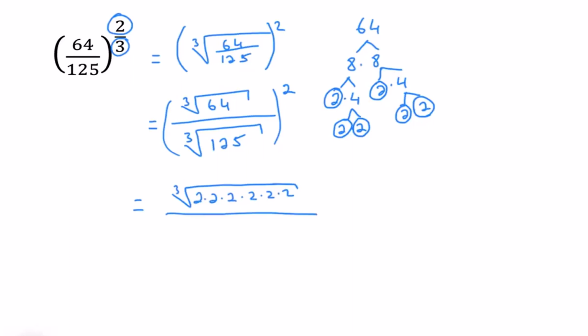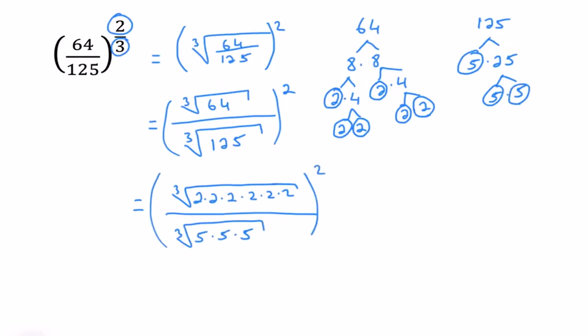And then on the bottom we have 125. So 125, break it down. Any two numbers that multiply give us 125. So 5 times 25. 5 is a prime, so it is done. 25 is 5 times 5. So this is finished. So we have three 5s multiplied by each other, and this is raised to the square.